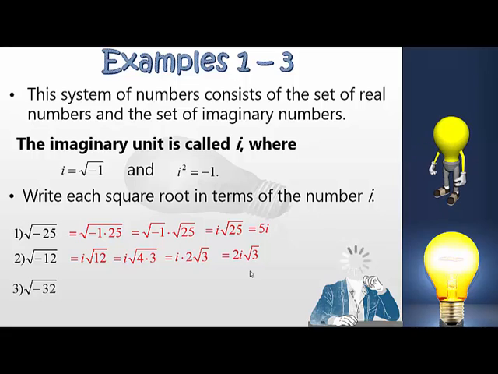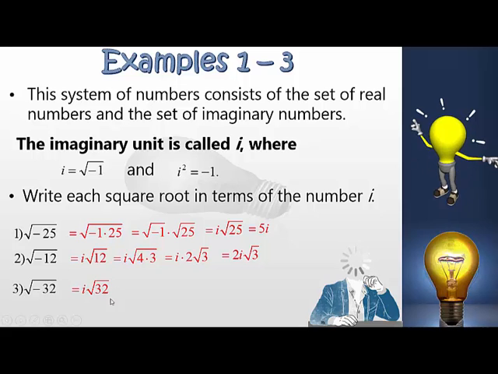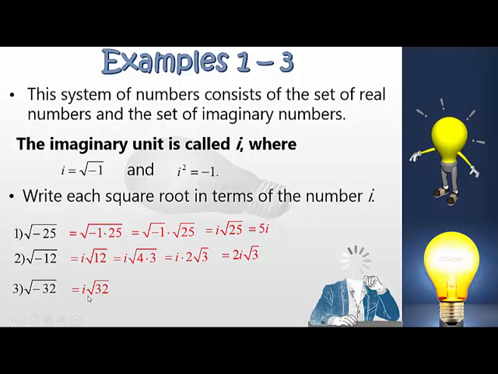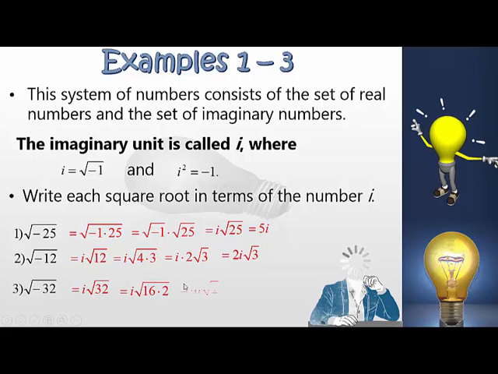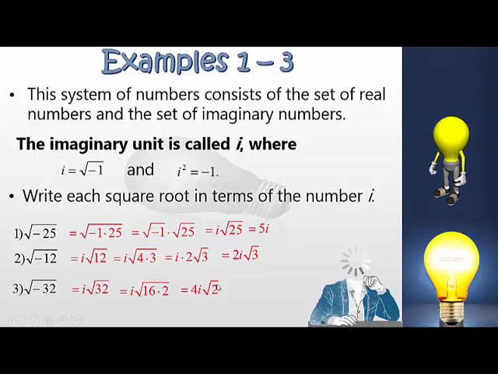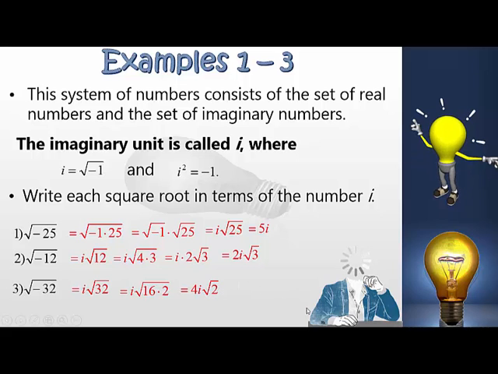Similarly for number 3, here now we just have to work on 32. Is there any hidden perfect square there? Indeed there is, because 16 times 2 is 32, and then we can pull out the 4, and it becomes 4i square root of 2.